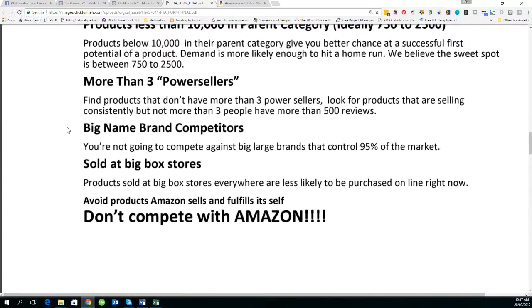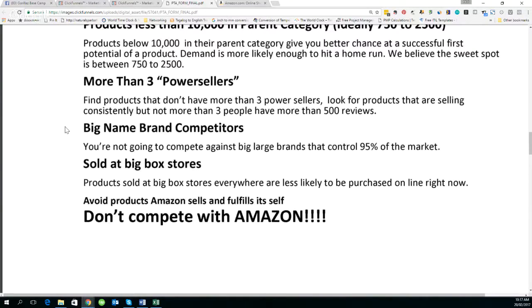Sometimes it's not clear. Being non-American, I don't recognize some of the brand names. So this is where you need to do a little bit of research. If you've got a name that is repeated several times, then you should go and have a look at that. Google it, see who that is, and just make sure you're not going up against the big brand names.